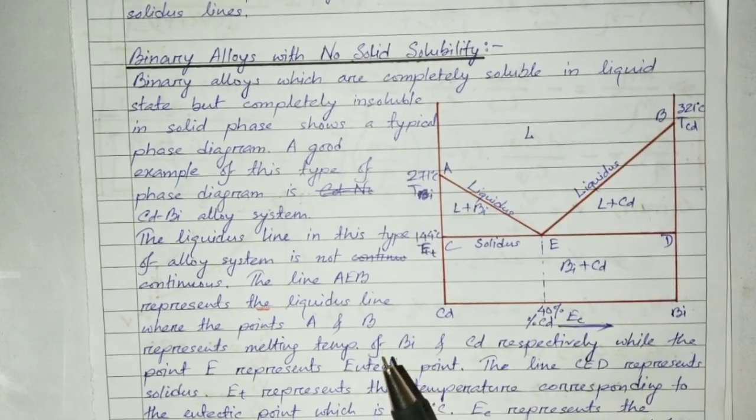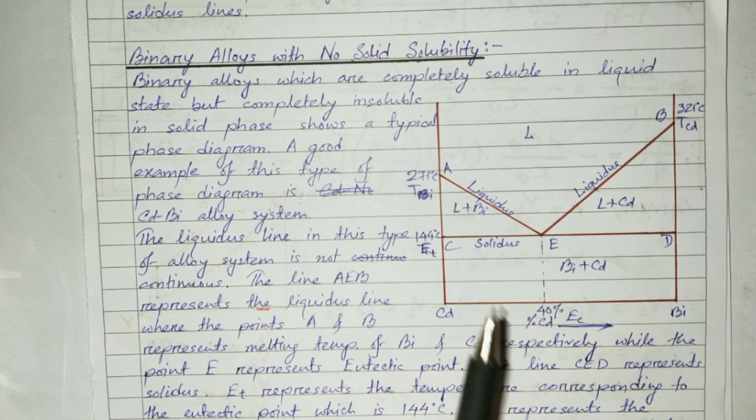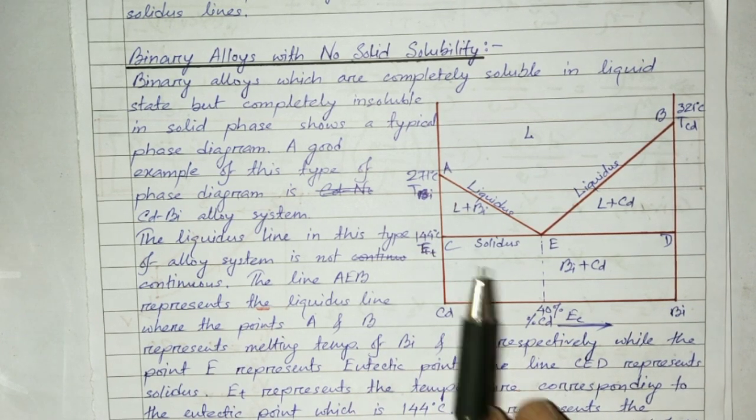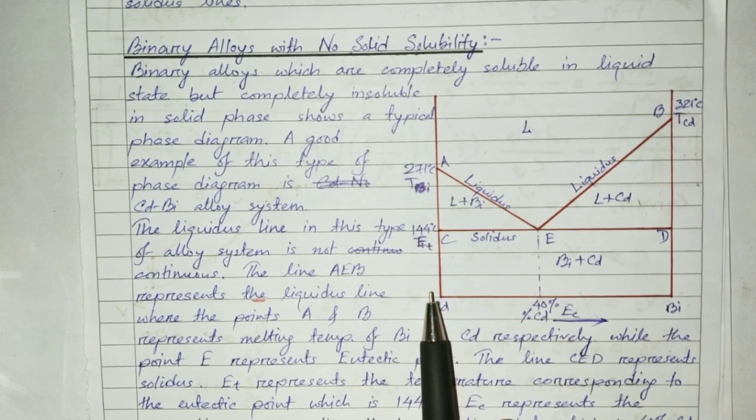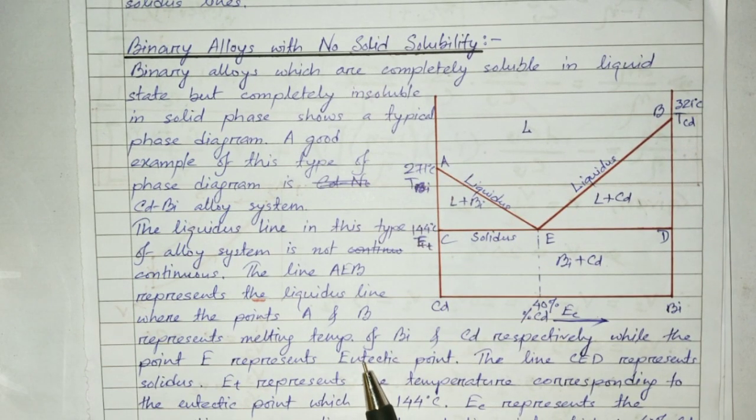Now first of all we'll study the binary alloys which have solubility in liquid phases but no solid solubility. That means what? In solid form they are not at all soluble in each other. One of the best examples is the alloy system of cadmium and bismuth.